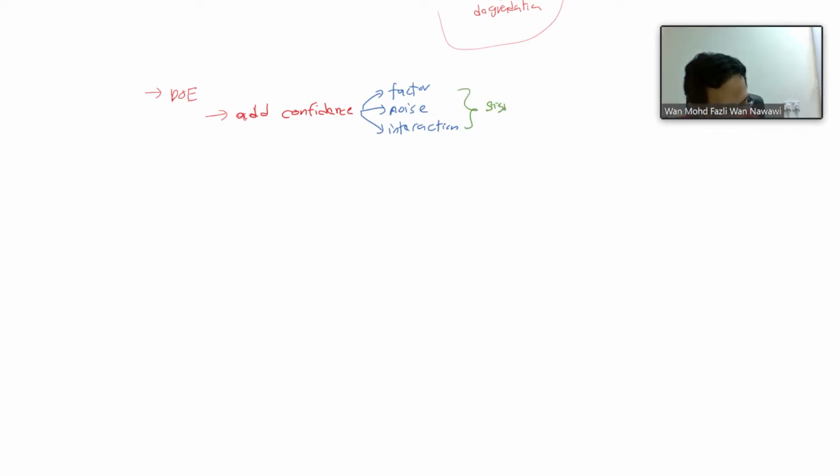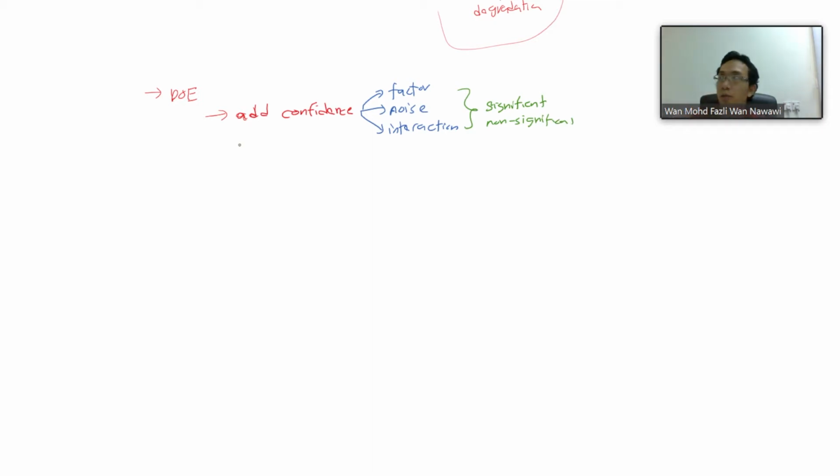So to make this confident, you want to add confidence, so that you can say whether a certain factor or certain noise or certain interaction is significant or not. Either it's significant or not significant.